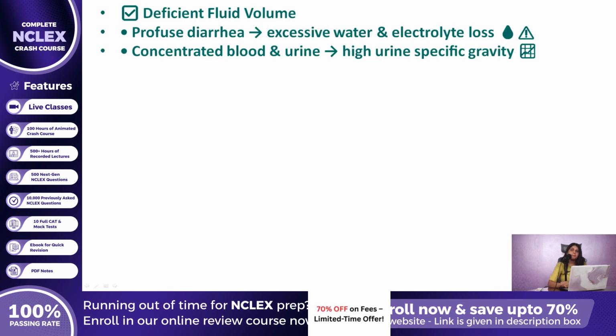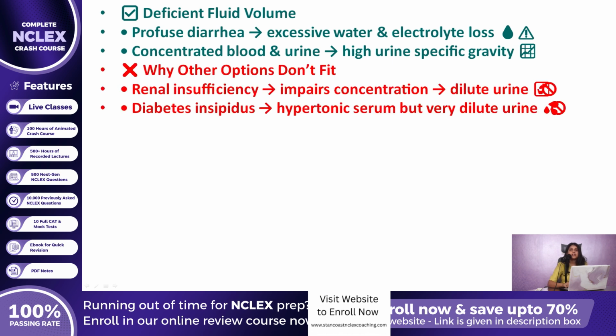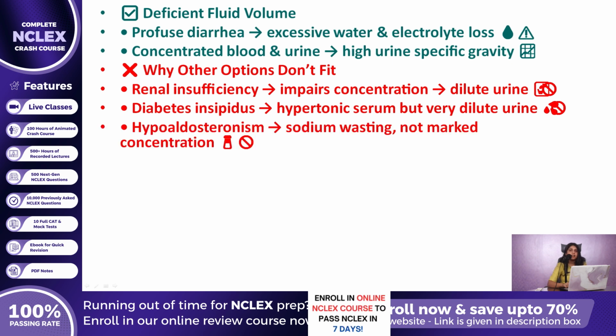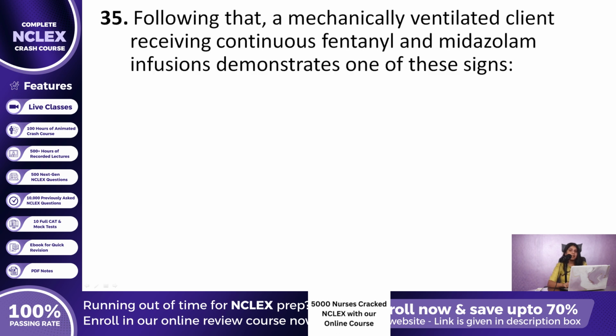Renal insufficiency impairs urine concentration. Diabetes insipidus leads to dilute urine despite hypertonic serum, and hypoaldosteronism causes sodium wasting without the marked urine concentration seen here. Question 35. Following that, a mechanically ventilated client receiving continuous fentanyl and midazolam infusions demonstrates one of these signs.